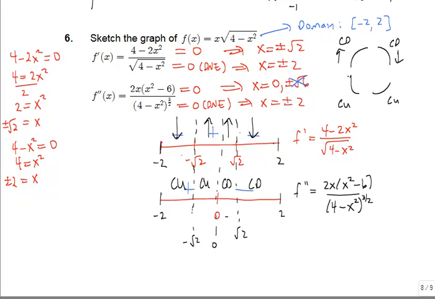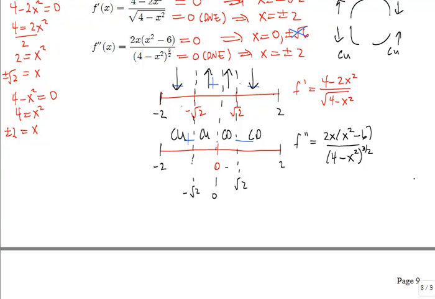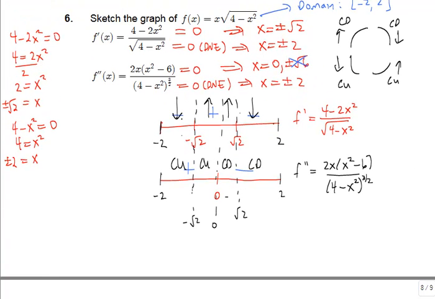So up, down, down, up. So down here, I want to be concave up, decreasing. So that's this shape right here until I hit negative root 2 and starting at negative 2. Then between negative root 2 and 0, I'm concave up, increasing. So that's the other half of this U shape.